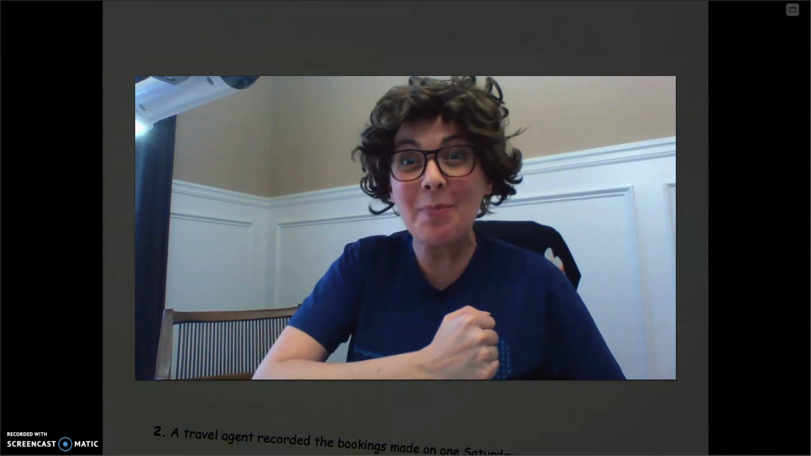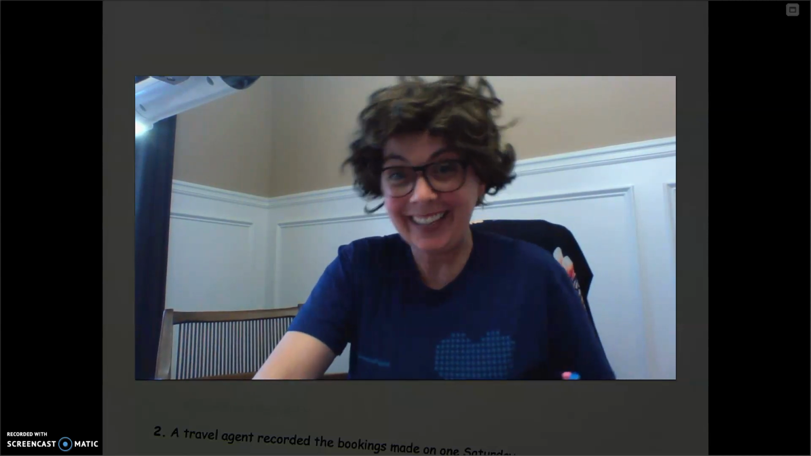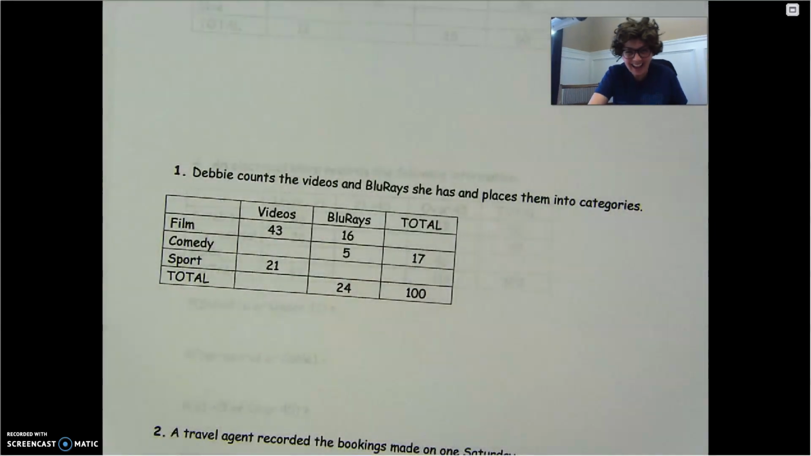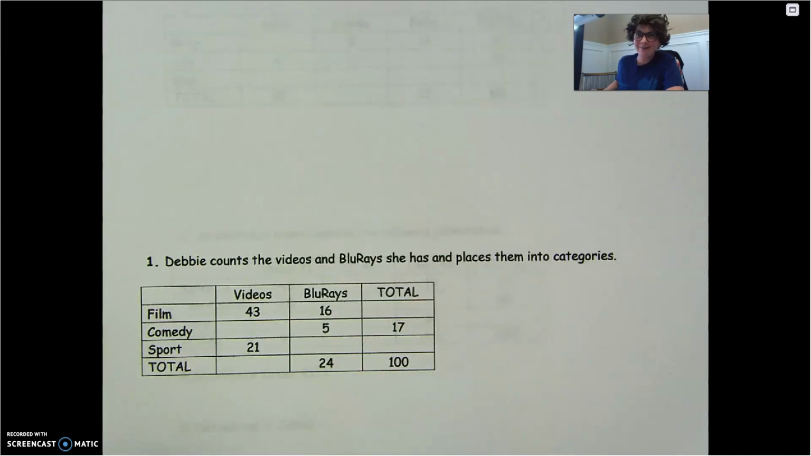Hey guys, let's do some probability. I hope you had a chance to print off the notes. But don't worry if you didn't. Just grab a piece of paper and follow along.